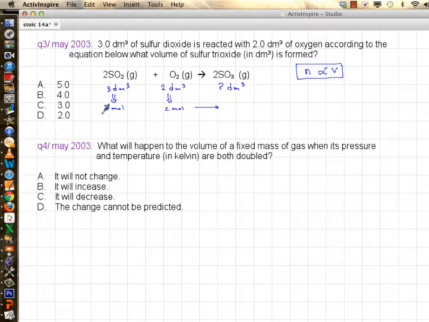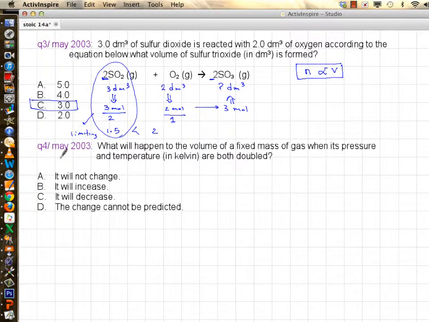So this becomes a limiting excess question. Divide both sides by their coefficient, 2 versus 1. This will give you 1.5, which is less than 2. Therefore, sulfur dioxide is your limiting reactant. If that's the case, for every 2 moles, you produce 2 moles of sulfur trioxide. For 3 moles, you should definitely produce 3 moles. Since that's just the proportionality, it's 3 decimeter cube, so your answer is C.